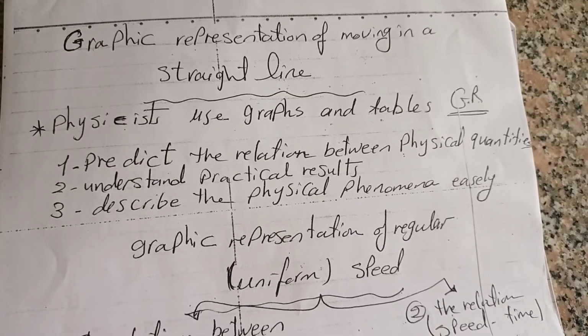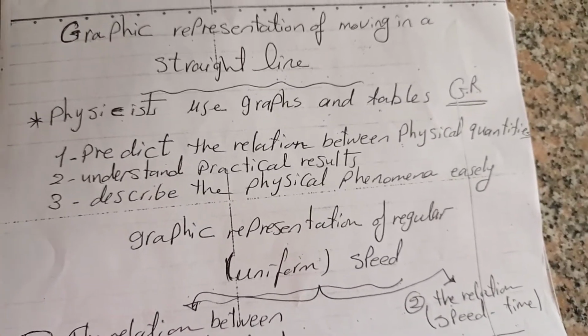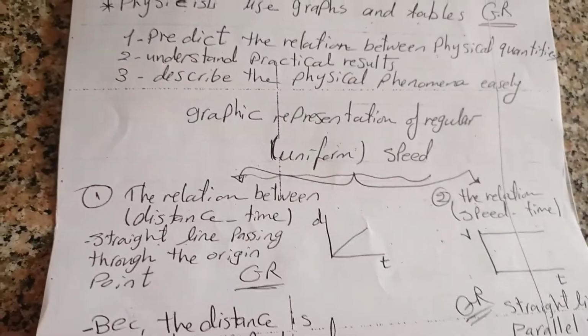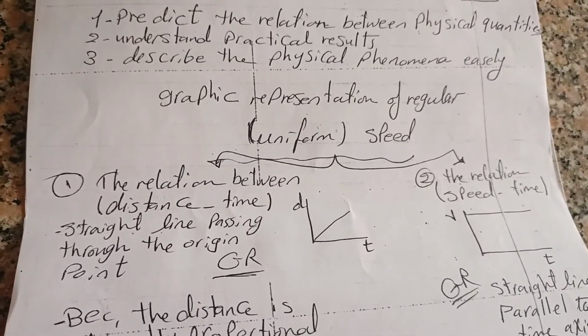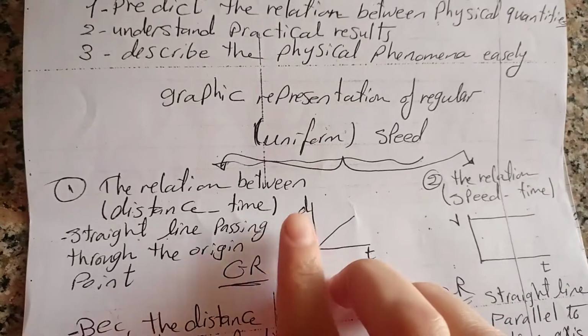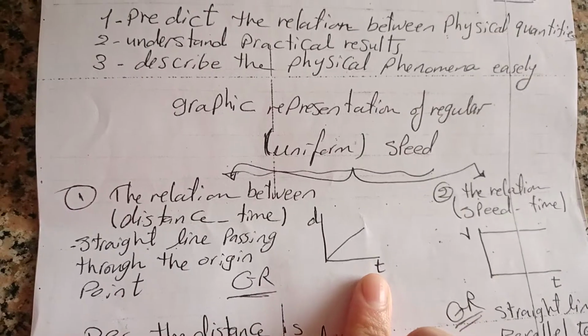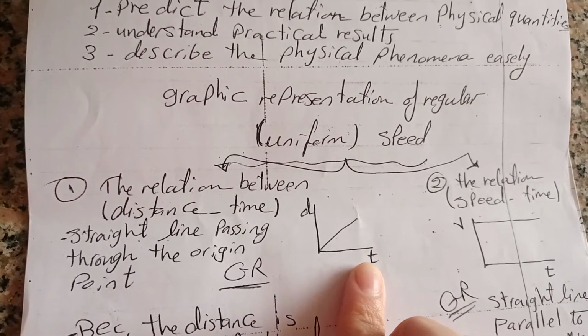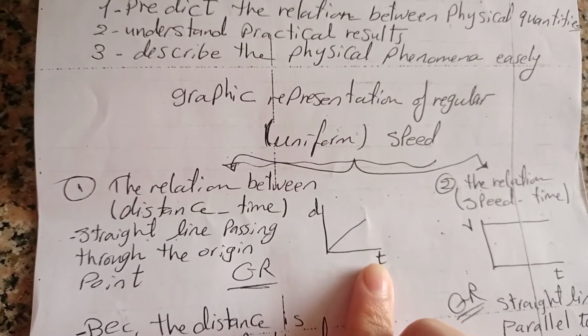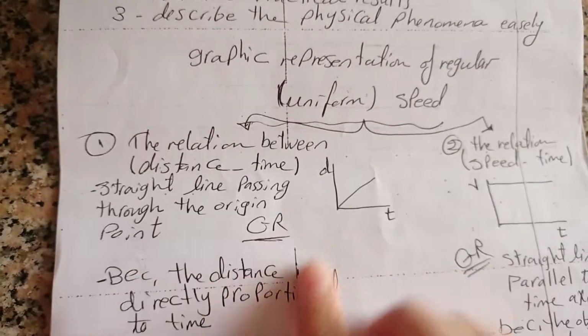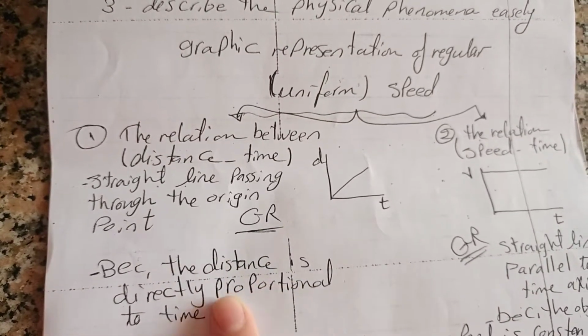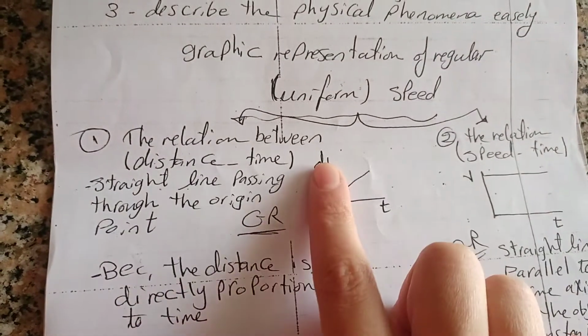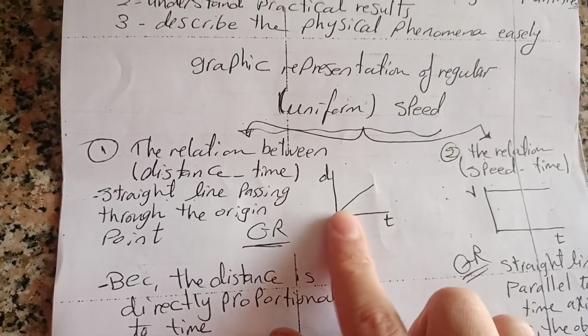Graphic representation of regular speed. We have two graphs to describe uniform speed or regular speed. If the relation between distance and time is represented, it is a straight line passing through the origin point. If I ask you to give the reason: because the distance is directly proportional to the time. Distance and time have a direct proportion.